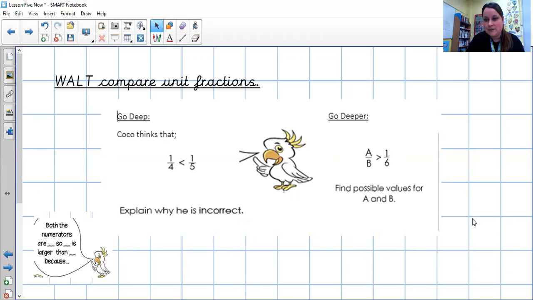So what possible values could you have for A and B? Try not to just give one answer, because that's the lazy way out. And I know some of you will just give me one solution for A and one solution for B. It says find possible values. So I want you to try and give me a few examples of what A and B could be.